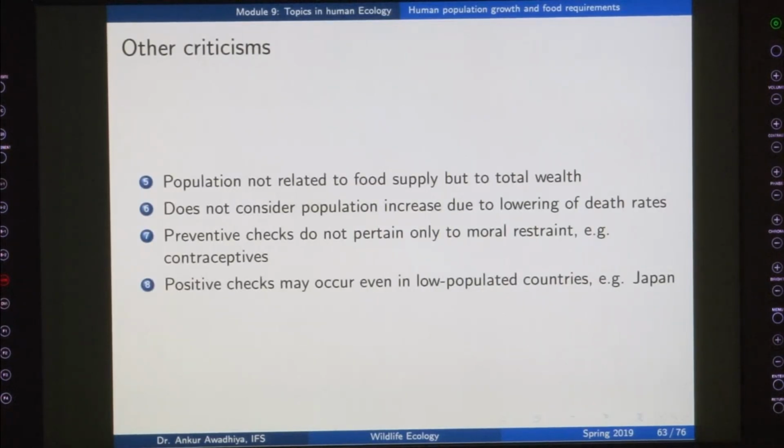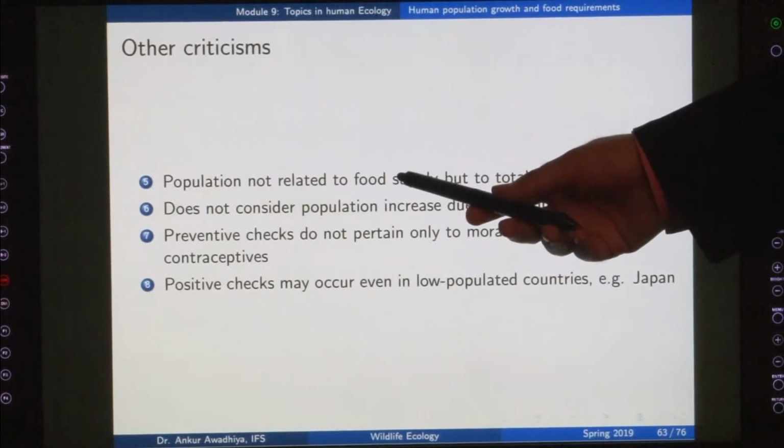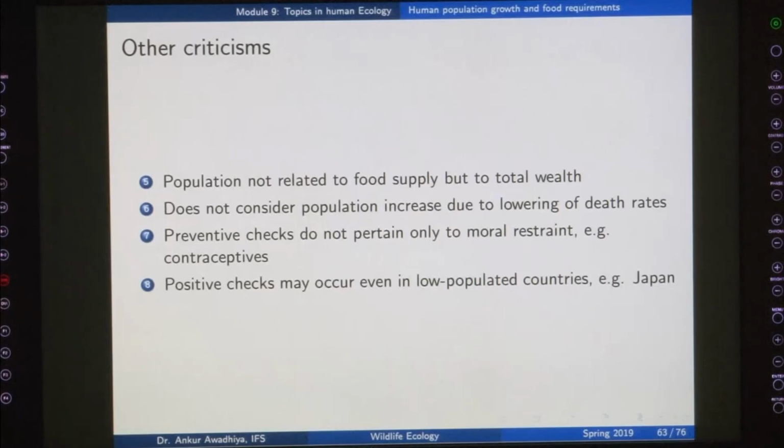Some other criticisms are that the population is not related to food supply, but to total wealth. So, essentially what this is saying is that in the case of Malthus, he said that the population is limited by the food supply. So, if you are not able to supply enough food, the population will suffer an imbalance, and that imbalance will be corrected by the positive and preventive checks. But we know now that the population is not limited by the food supply, but it is more or less related to the total wealth or the total affluence of the society at that particular point of time.